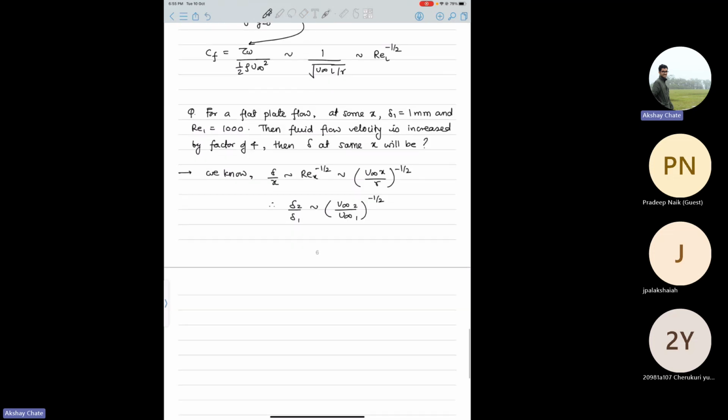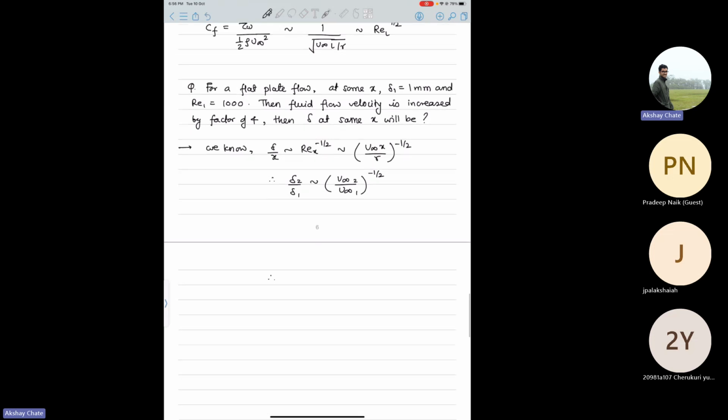Okay, and then the problem is simple. So you know that delta 2 is to be found. Delta 1 was 1 mm, and this will not be a scale anymore. This will be the exact ratio. And the u infinity 2, it's 4 times, right? So this will be 4 power minus 1 by 2. And then what is the answer?